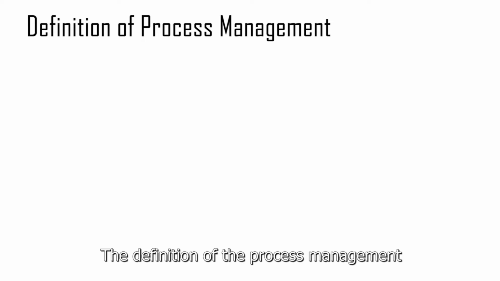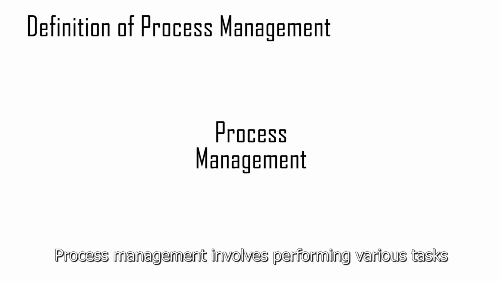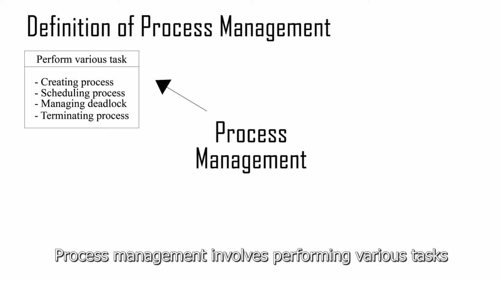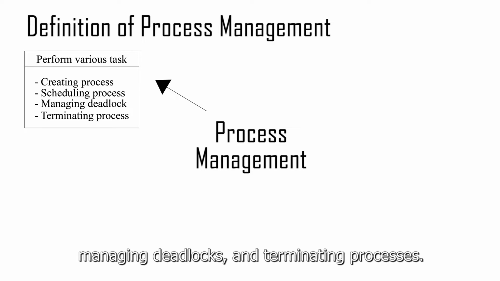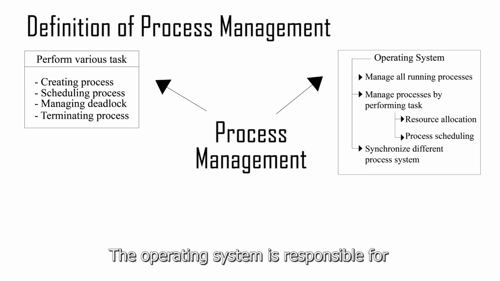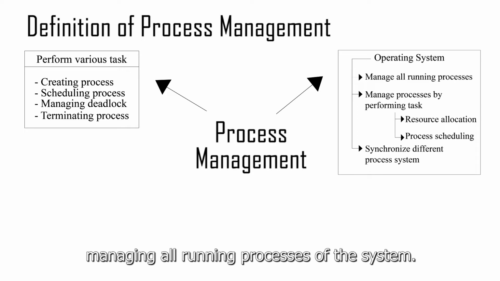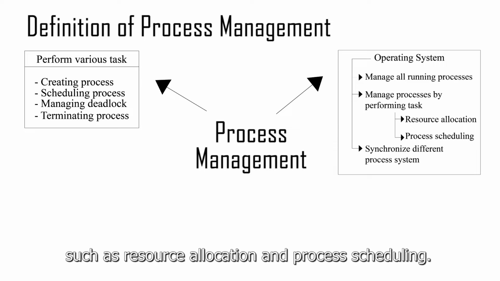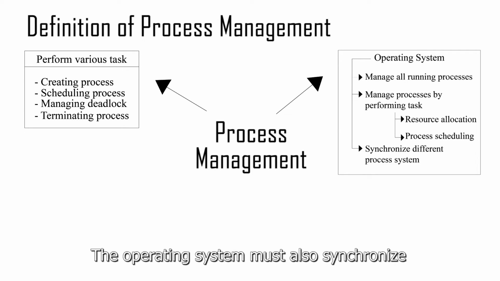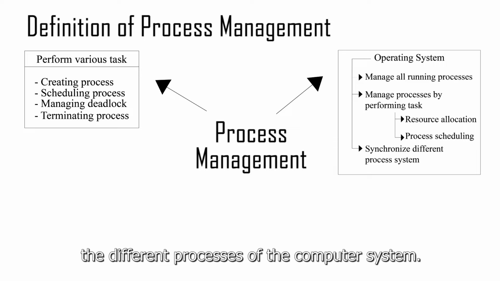The definitions of process management. Process management involves performing various tasks such as creating processes, scheduling processes, managing backlog, and terminating processes. The operating system is responsible for managing all running processes of the system. The operating system manages processes by performing tasks such as resource allocation and process scheduling. The operating system must also synchronize the different processes of the computer system.